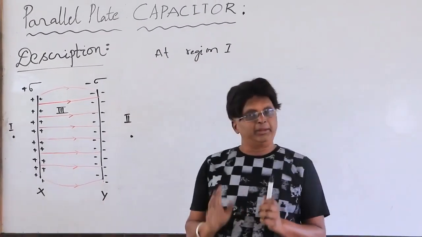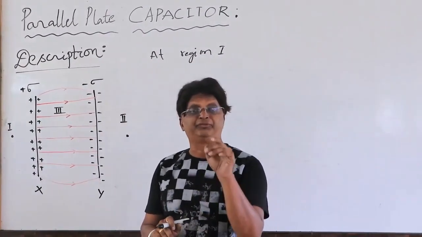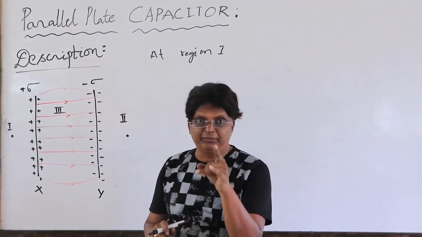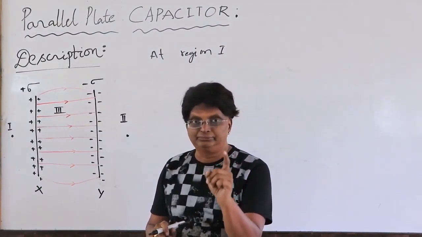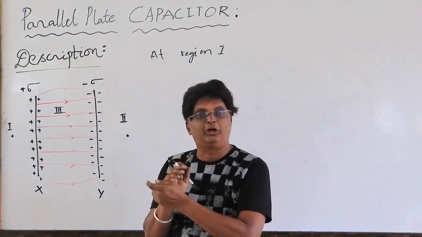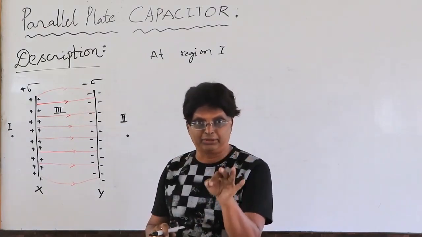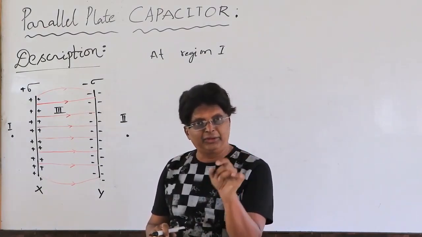remember, the electric field due to a conducting sheet is sigma by 2 epsilon naught along the normal. What is the direction of this field?